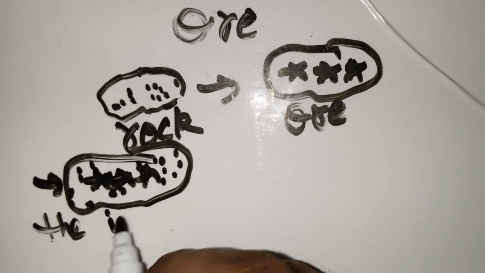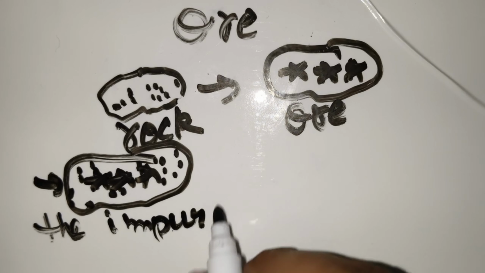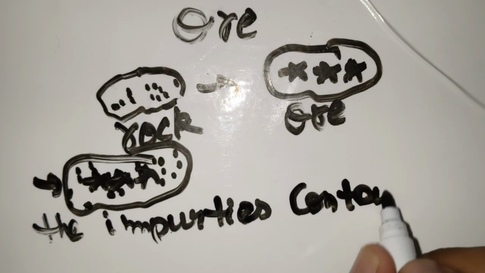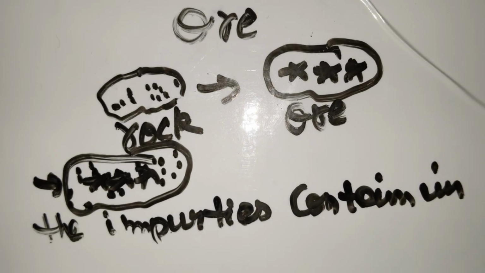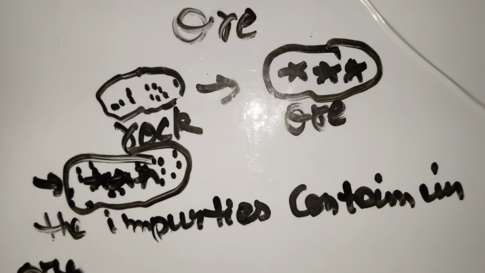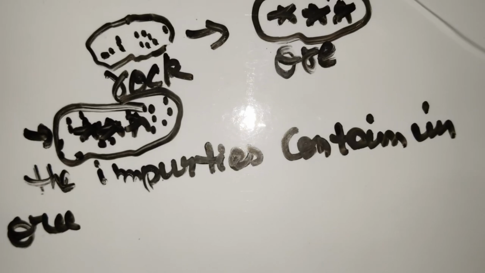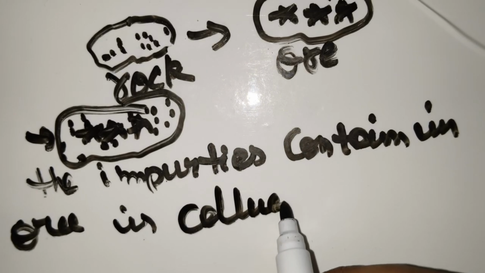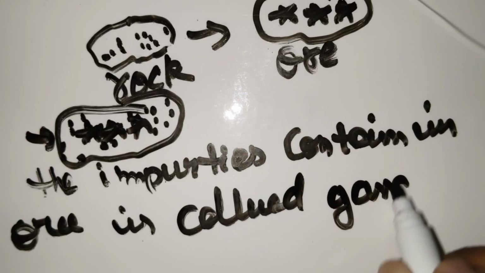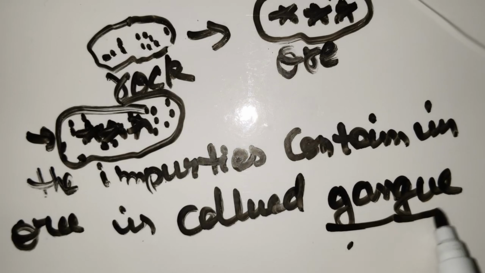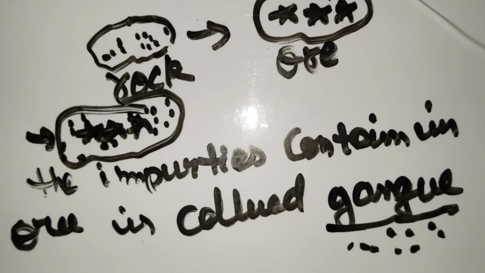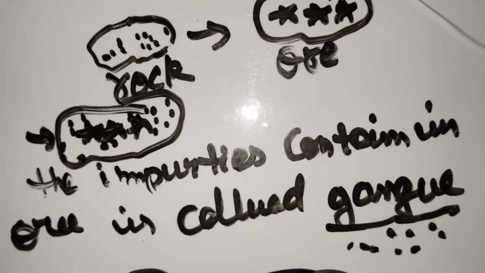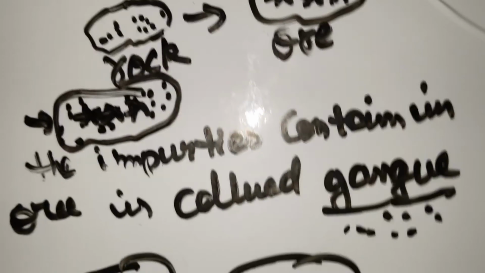impurities contained in ore is called gangue. And obviously this is the impurity that is present in the ore that has to be removed. And if we remove these impurities from the metal, then we get the ore from which the metal can be finally extracted.